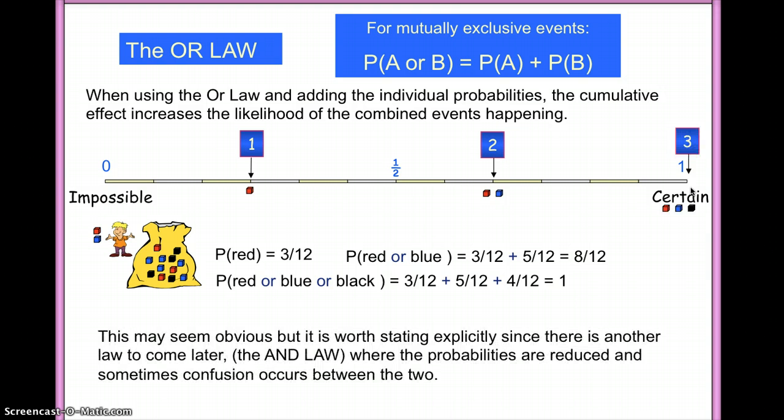Okay, so the difference between "or" and "and" is that when you're using the "and" law, because you're multiplying, your probability becomes smaller and smaller. With the "or" law, because you are adding, you go near 100% as you add another event. Okay, I hope that was clear, the difference between the "and" law and the "or" law.